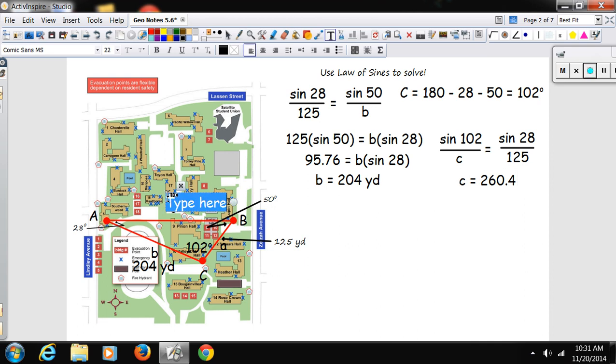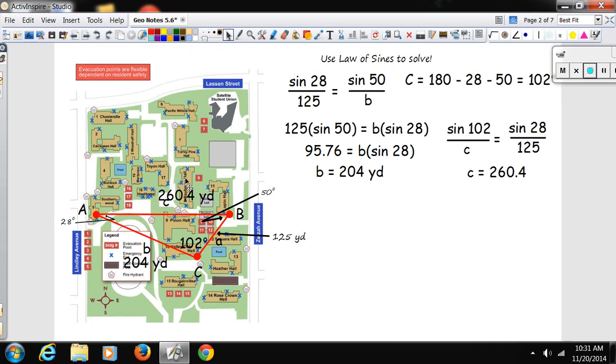So down on the picture, we can put 260.4, and we have yards there. Now you've got all of it solved for. You've got all three sides, you've got all three angles. Now look and see if it makes sense. Is the biggest angle across from the biggest side? Yes, 102 is the biggest angle, 260 is the biggest side. Smallest angle should be across from your smallest side. And that's true because 28 is the smallest and 125 is the smallest. So the triangle does make sense.